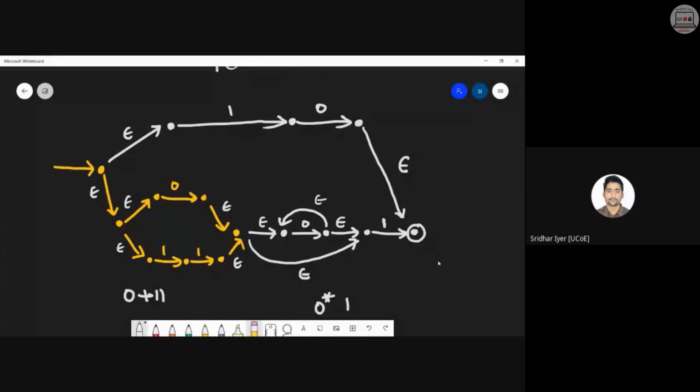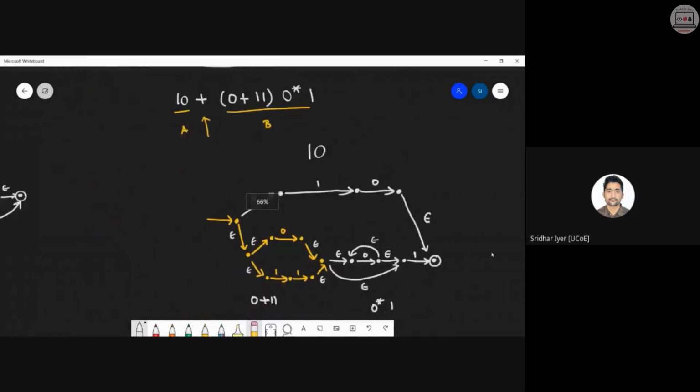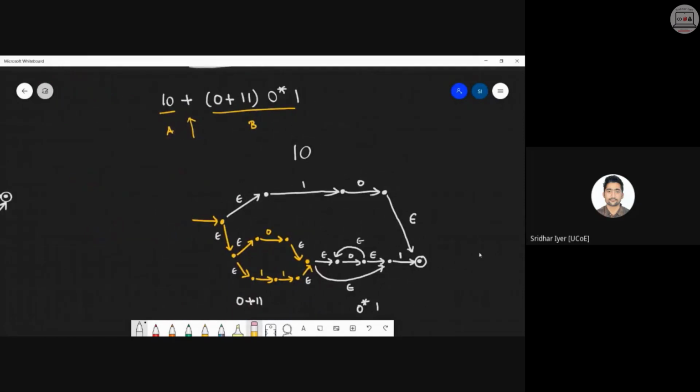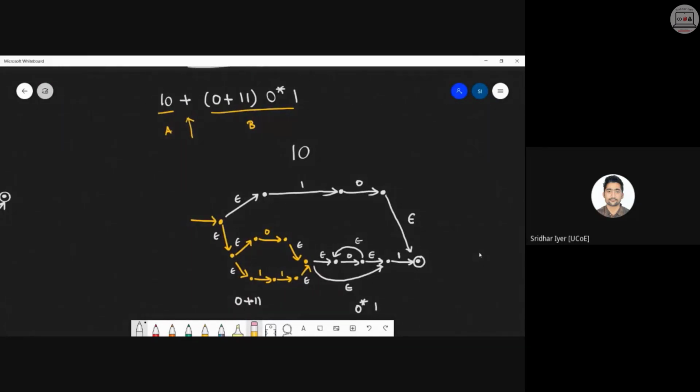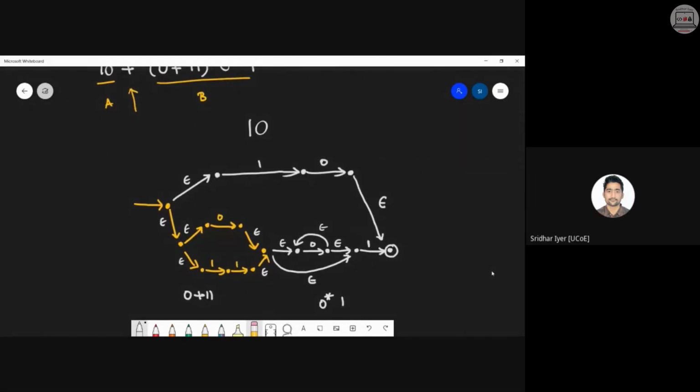Go through this diagram properly. It's a little tricky to understand, but if you are good at logic, you will be able to draw this diagram. Again, the sections are very simple. The upper section is 1 0. The lower section is most important, the bigger one, that is 0 plus 1 1, followed by 0 closure 1. Clear? Let's count.